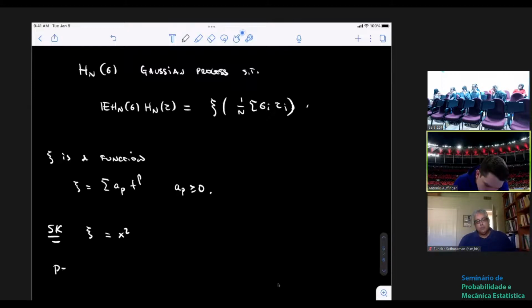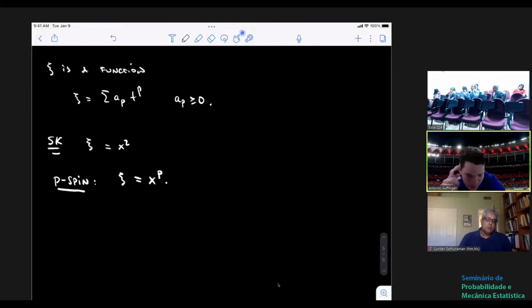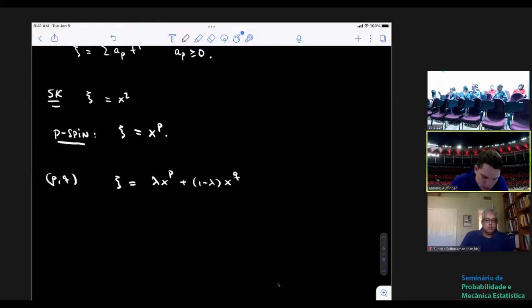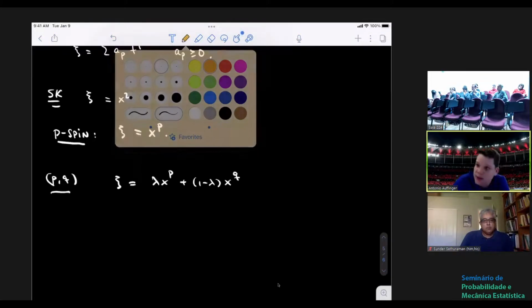Then there is another important model which is called the p-spin. The p-spin is when C is just x to the p. And then I'll also discuss a third case, which is also simple, the PQ model, which is when C is lambda x to the p plus (1 minus lambda) x to the q. And what is nice is that these guys have different phase diagrams, and pretty much everything is unexplored.